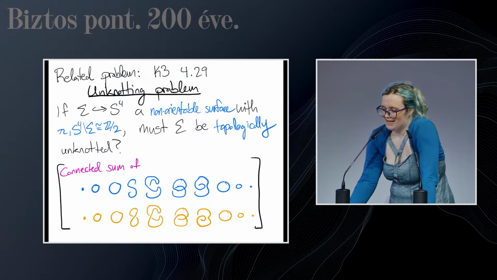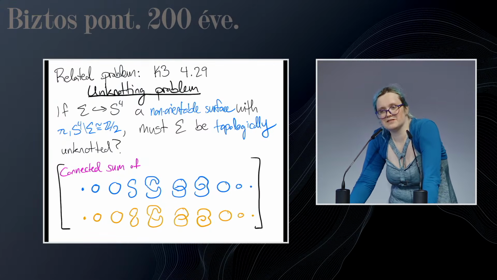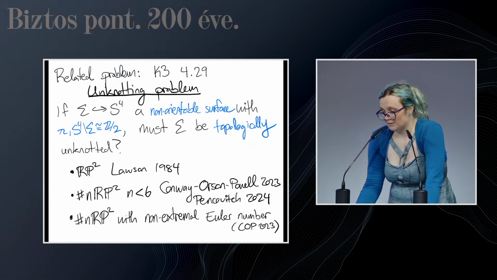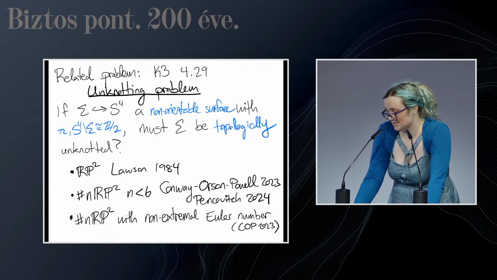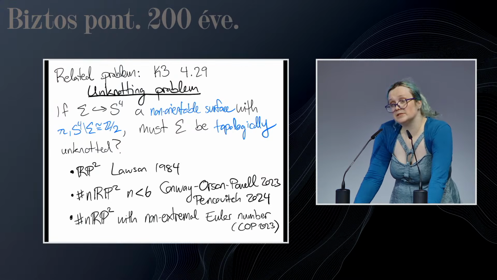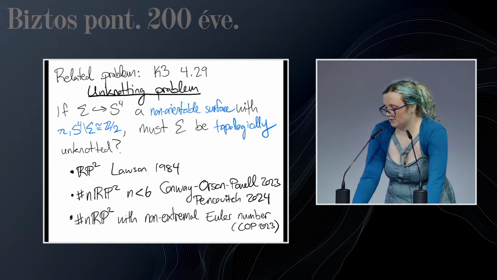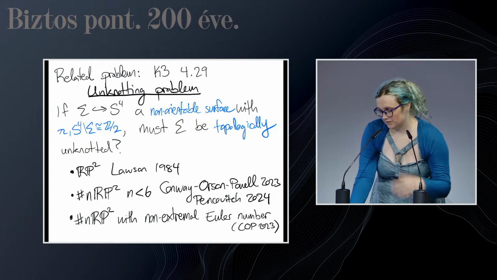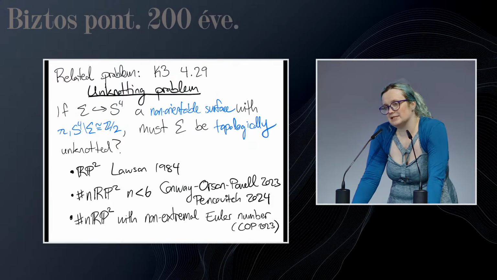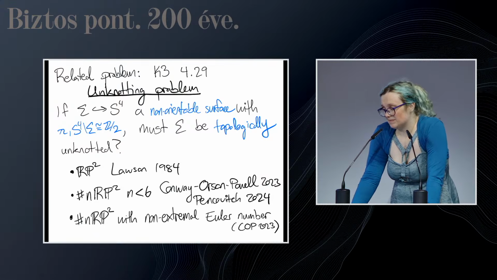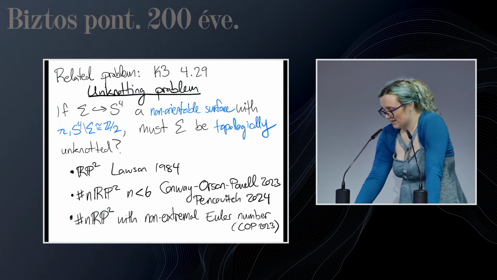So the question is, does a very simple fundamental group tell us that the surface has to be standard, even topologically? And we don't know. We know a lot. For just RP2, we've known that to be true for 40 years, Lawson. For connected sums of small numbers of RP2s, it's true that they're topologically unknotted. That's Conway, Orson, Powell, and then Pencovitch. And for even large numbers of RP2s, as long as the Euler number is not too big or too small, we know that they have to be topologically unknotted. That's Conway, Orson, Powell again.